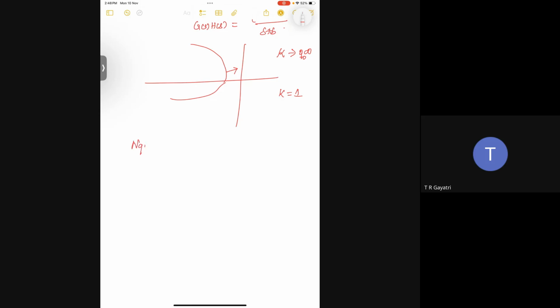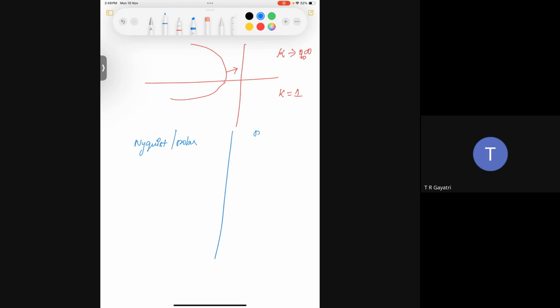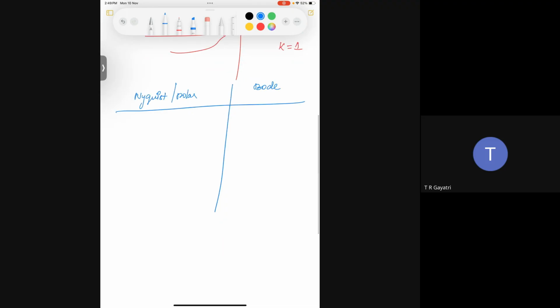That is the Nyquist or polar plot, both are the same, and the Bode plot. So these are the two frequency domain analysis tools, with similar but slightly different purposes, that we are going to see in lectures 2 to 4. Before that, I want you to know the basics of frequency domain systems.